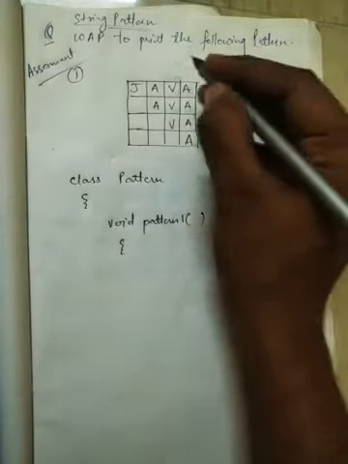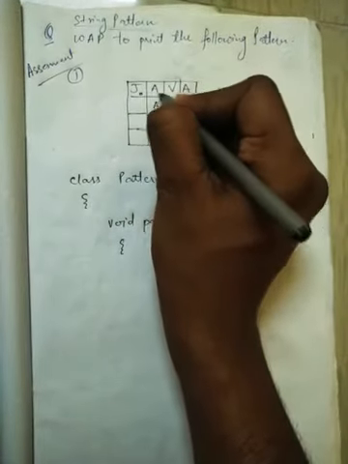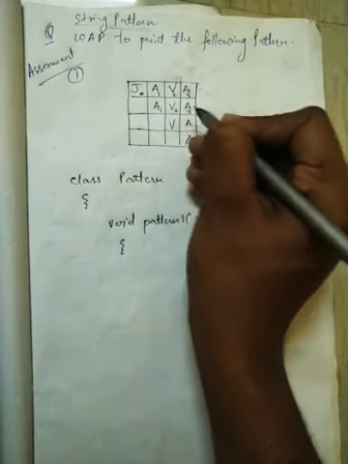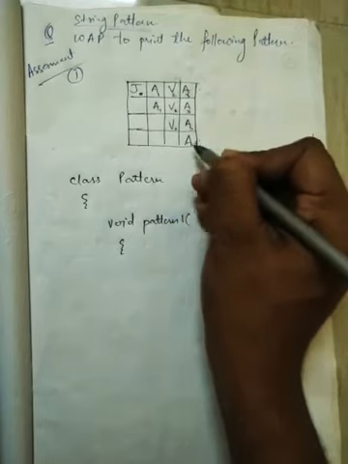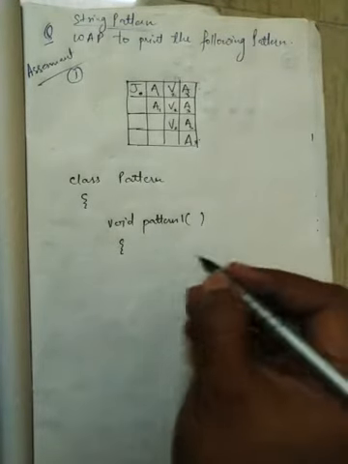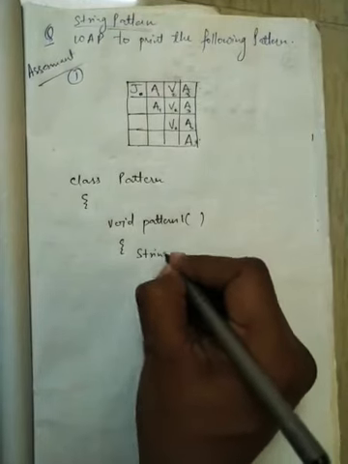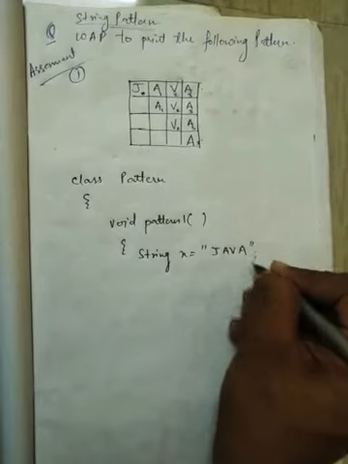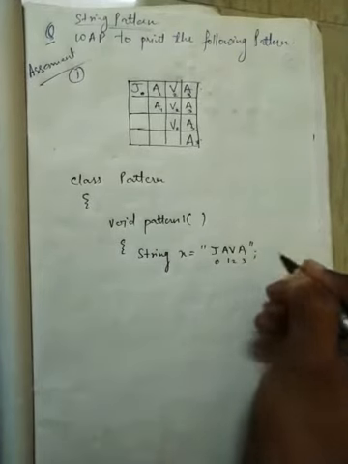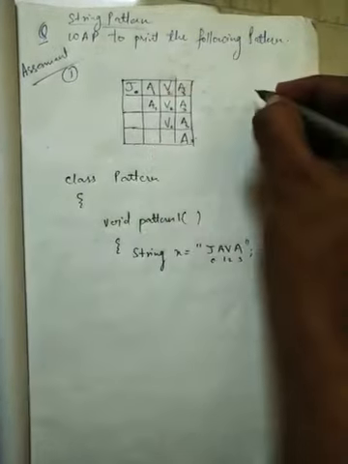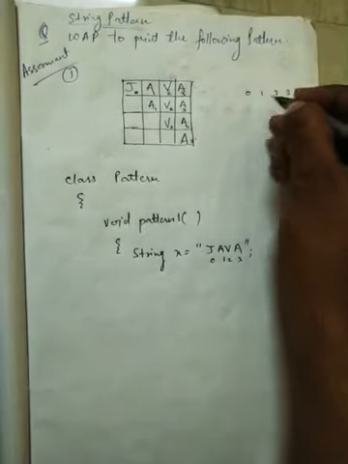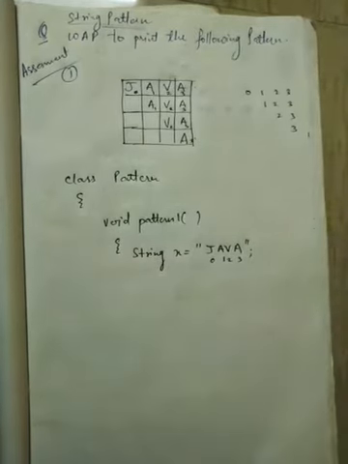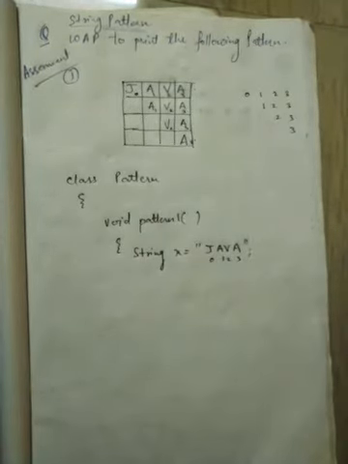You can see here, if I start putting the index numbers, this is 0 1 2 3, this will be 1 2 3, this will be 2 3, this will be 3. If I take the string X as Java, we know the string index numbers are 0 1 2 3, and we can arrange it that way: 0 1 2 3, then 1 2 3, then 2 3, then 3. This is the pattern we are having. Based on this we have to make the table.